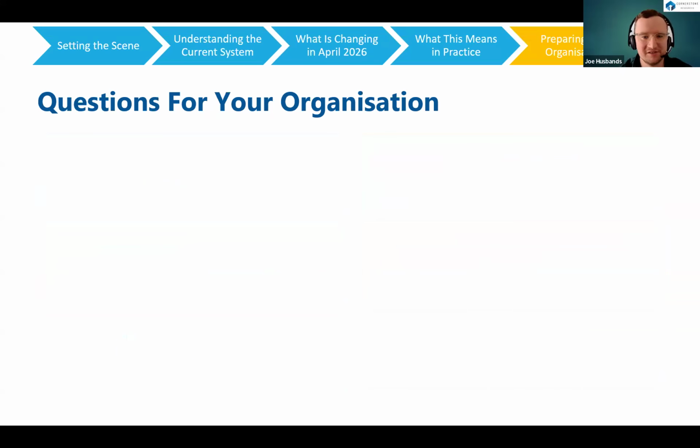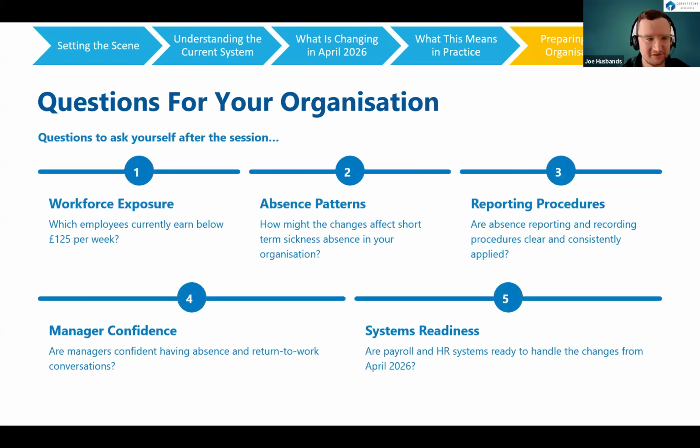But as you reflect on these changes, there are a few useful questions organizations may want to ask themselves. So, for example, which employees currently earn below that 125 per week? How might the changes affect short-term sickness absence in your organization? Are absence reporting and recording procedures clear and consistently applied? Are managers confident having absence and return to work conversations? And are your payroll and HR systems ready to handle the changes from April too? So even simple discussions around these questions can help organizations prepare well in advance as well.